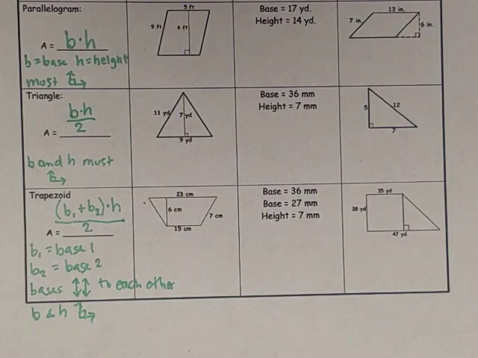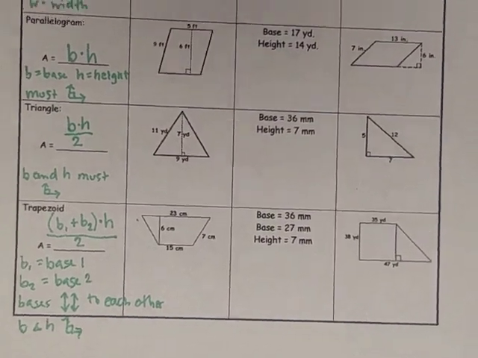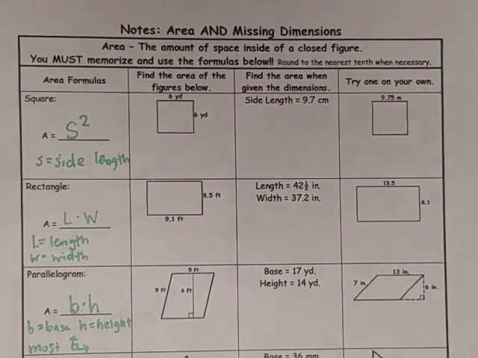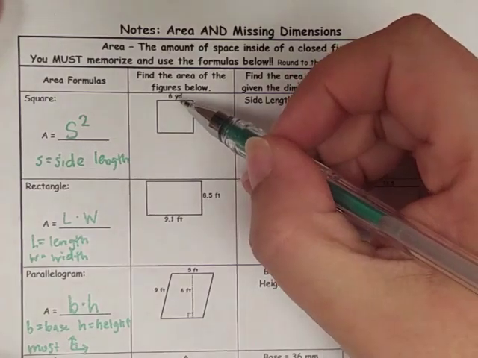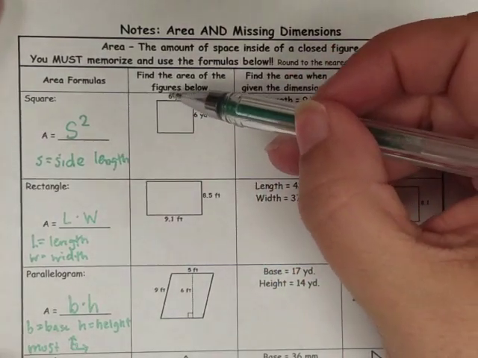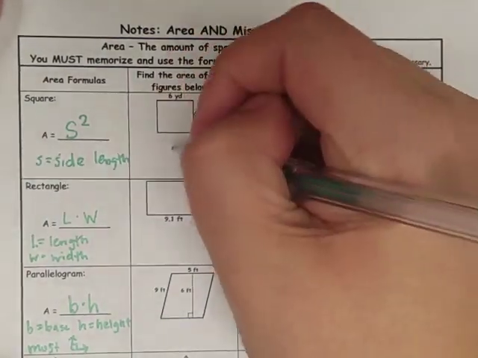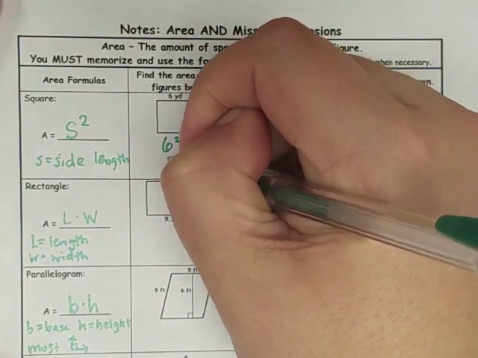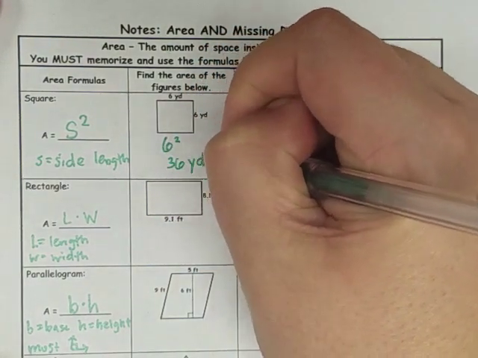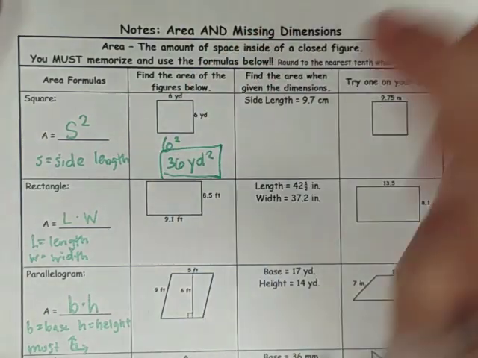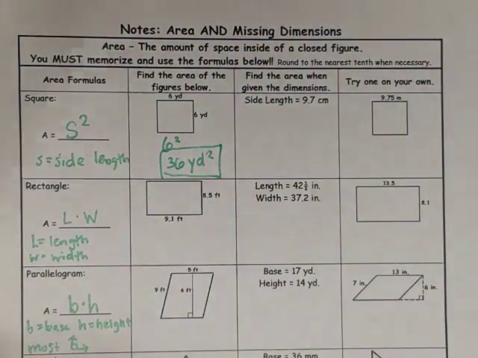Okay, so those are all the formulas that you need to make sure that you know of the shapes given. So now what we're going to do is we're going to practice doing some problems together. So this first shape is a square, and its side lengths are 6 yards and 6 yards. So 6 times 6, or 6 squared, and that gives me 36 yards squared. Please don't forget to put your units and to put squared to represent that it is area.